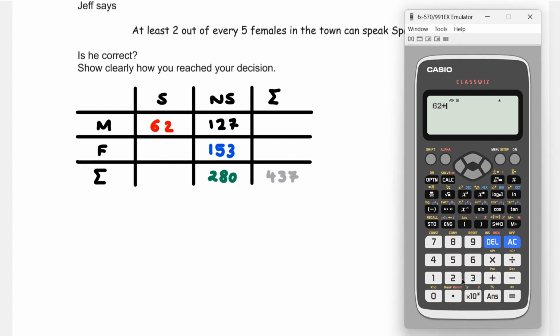If I do 62 plus 127, I get 189. So I've got 189 males altogether. If I do 437 take away 189, I get 248 females in total. And if I do 248 subtract 153, I get 95 females who study Spanish. If I do 62 plus 95, I get 157 in total who study Spanish.